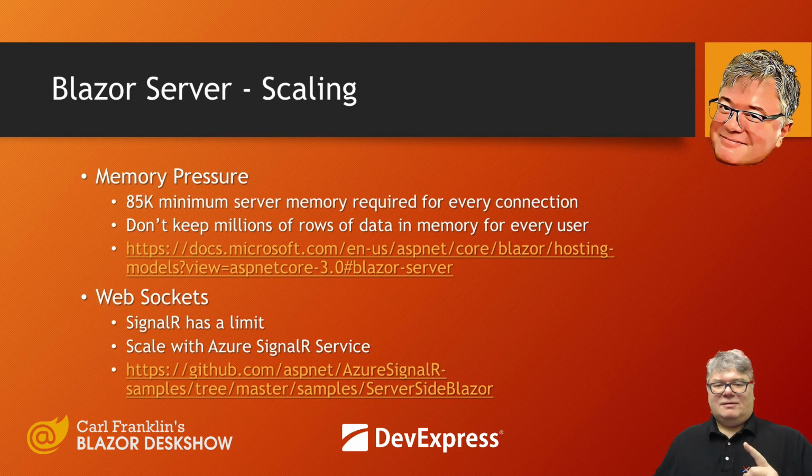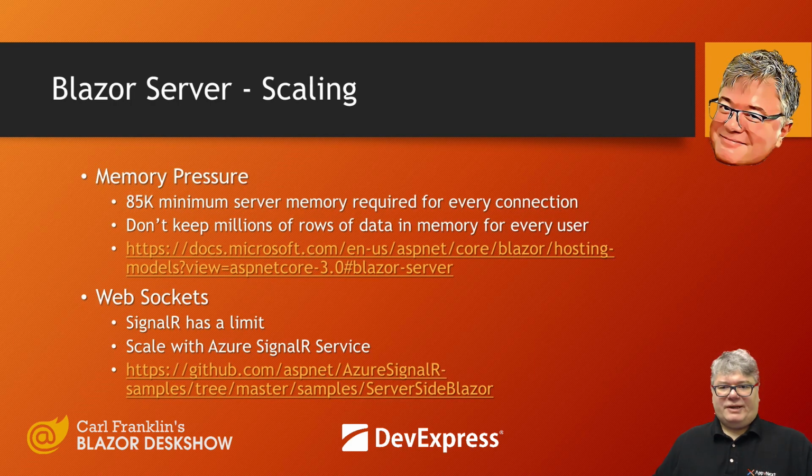Therefore, you want to minimize how much data you keep around at any one time. And that just means, don't send millions of rows of data to a select list box and expect to have a lot of users. WebSockets are also a precious resource, and SignalR limits that based on available memory and CPU. Now, there's a link there to a GitHub document telling you how to use Azure SignalR service in your application instead of the SignalR hub that comes in your server application. That's a good way to completely take the SignalR story out of your application and move it.